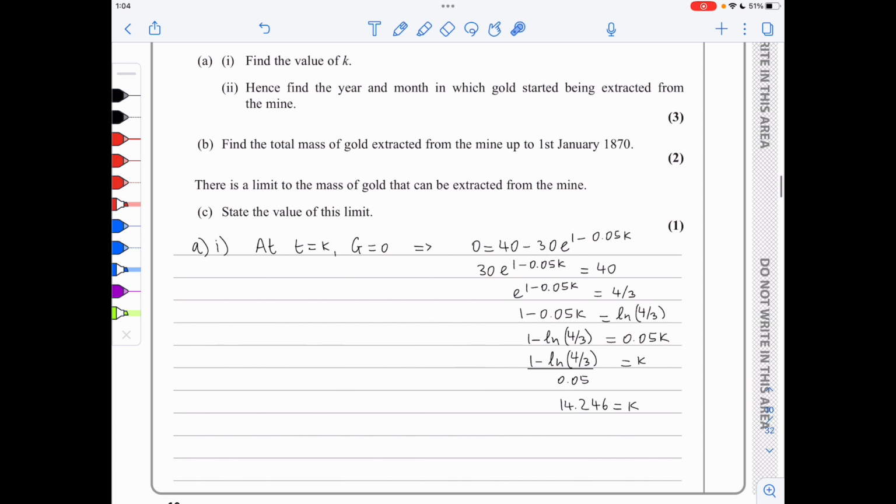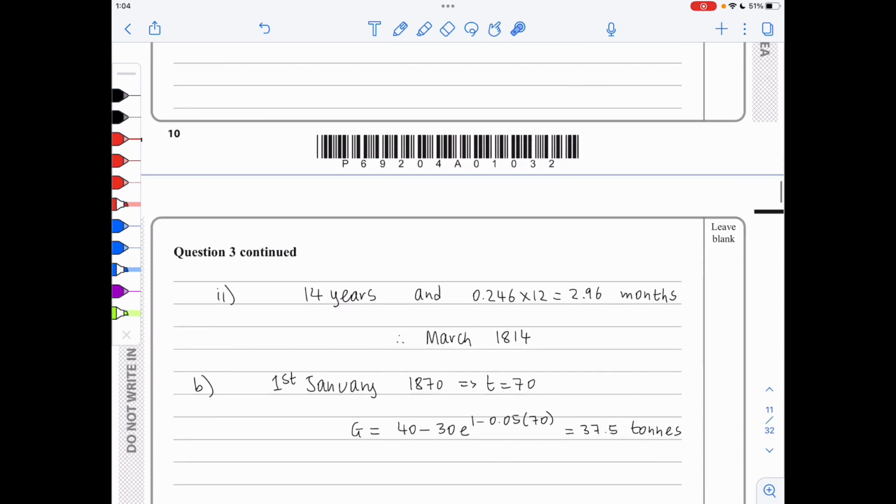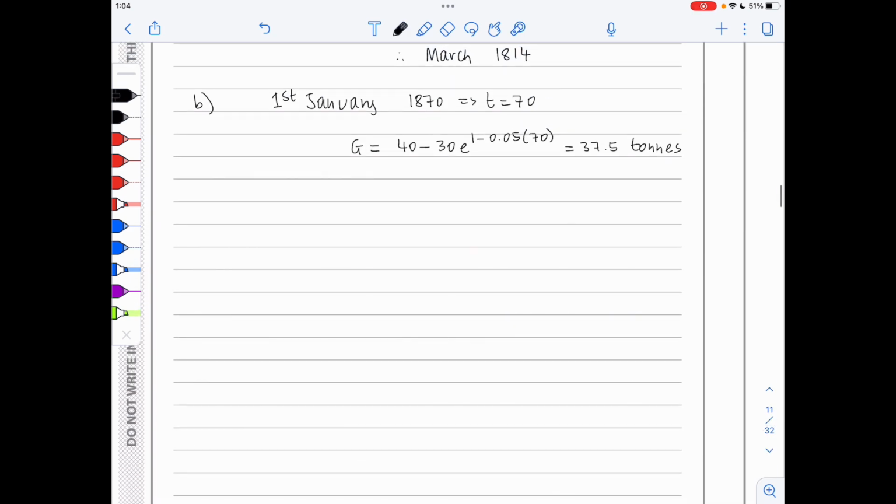And then in C, we are told that there's a limit to the mass of gold that can be extracted, and we need to state this limit. So we simply consider the value of G as T tends to infinity. So as T tends to infinity, 30e to the 1 minus 0.05 T will tend to 0, because you've got e to some large negative power, and therefore we can see that g will be tending to 40, and therefore this limit is simply 40 tons.